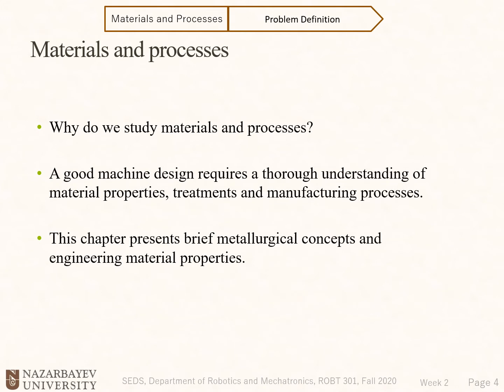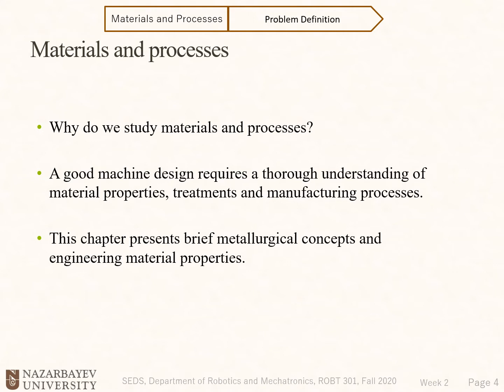Why do we study materials and process? We need to understand material processes, first to select material, plus we need to calculate the life of a machine. We need to understand if that machine could endure those external forces or not, and how long that machine could work under those specific circumstances. A good machine design requires a true understanding of material properties, treatments, and manufacturing processes.